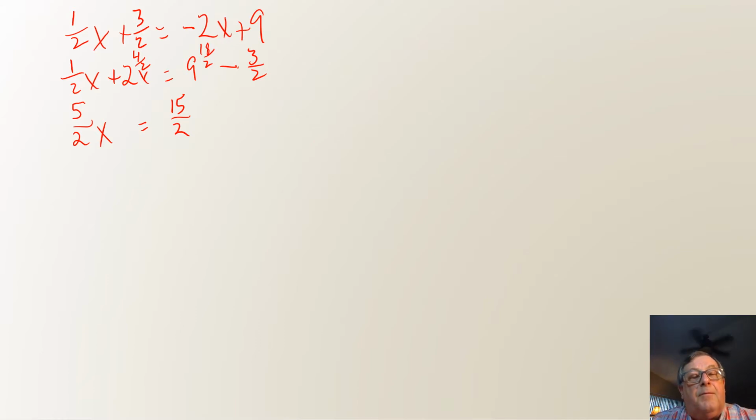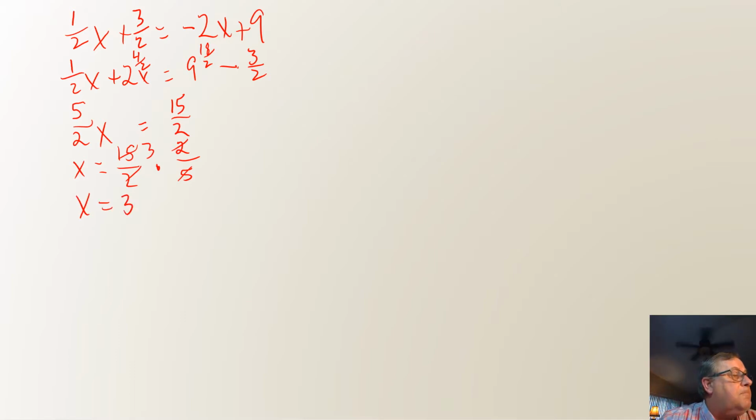Now I need to divide both sides of this equation by 5/2 to solve for x, or multiply by 2 over 5. So then x is going to equal 15 over 2 times 2 over 5. Well, my 2's are going to cross out, which will give me 3. So x is equal to 3.